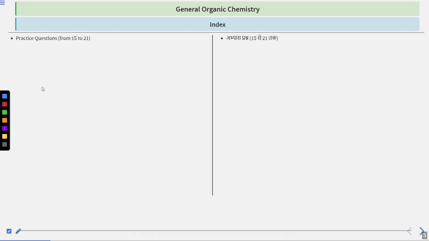This is our index slide. We are going to see the practice questions from question number 15 to question number 21. Let's start with question number 15.